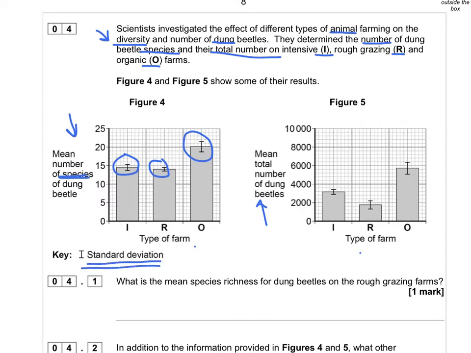Now this is related to biodiversity within a community, so talking about species richness, the number of different species in a community. In this case, this community is related to agriculture or different types of agriculture. So the spec number is 3.4.6.